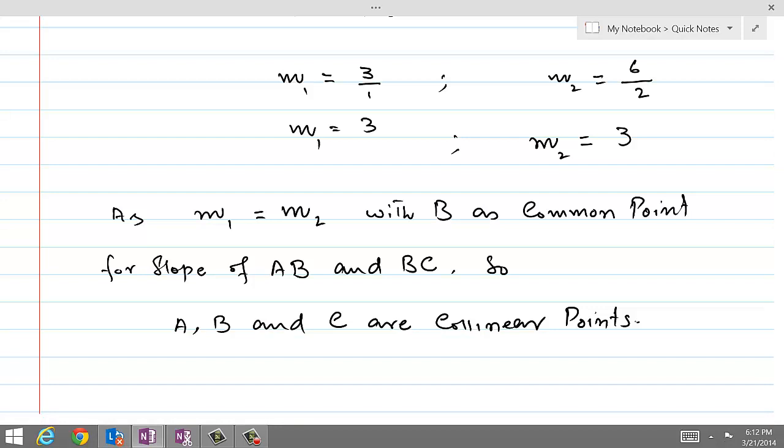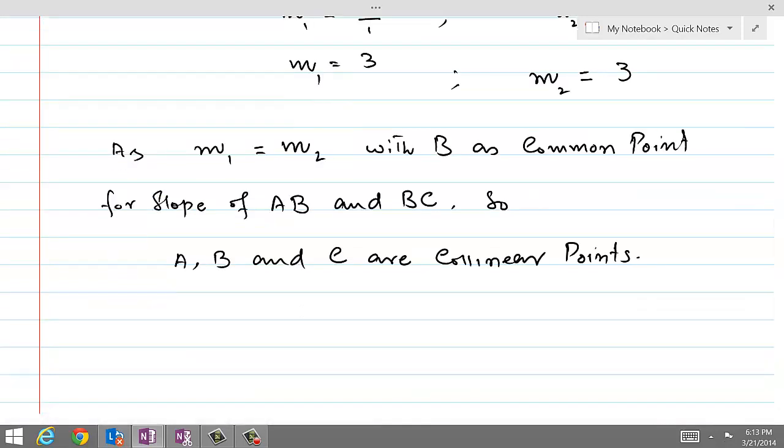And it should be noted that B is a common point in both slopes because two parallel lines might have the same slopes as well, and in that case the pair of points may not be on the same line, but because B is a common point in both slopes, it means the lines cannot be parallel. Both of the segments for which we are calculating the slope are actually part of the same line.